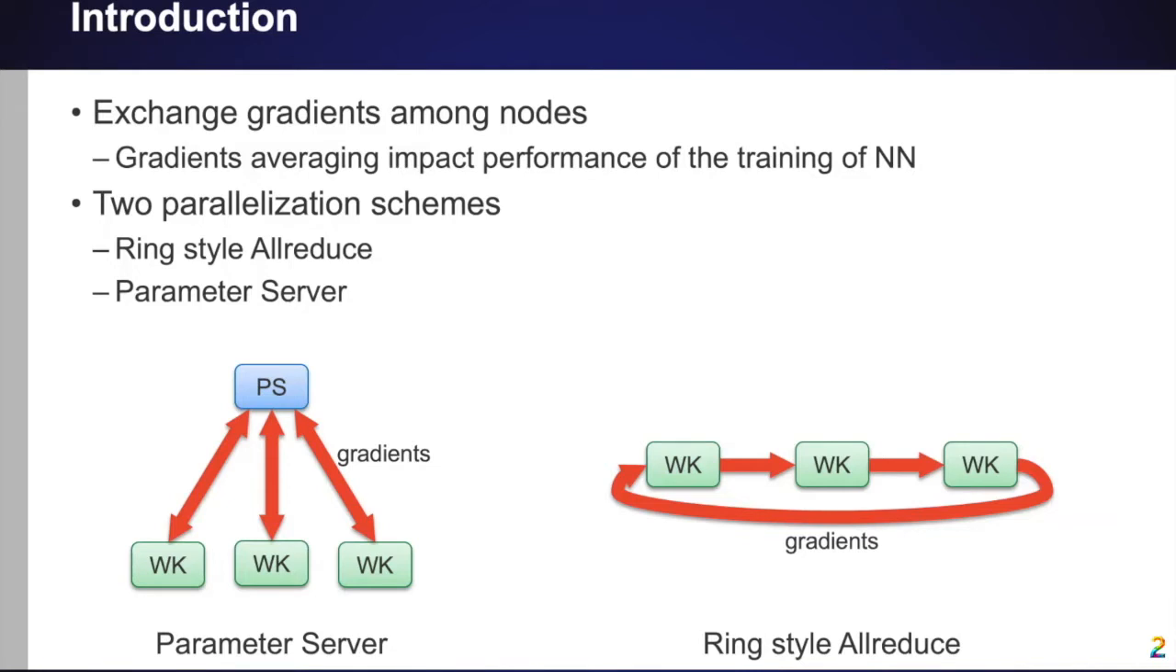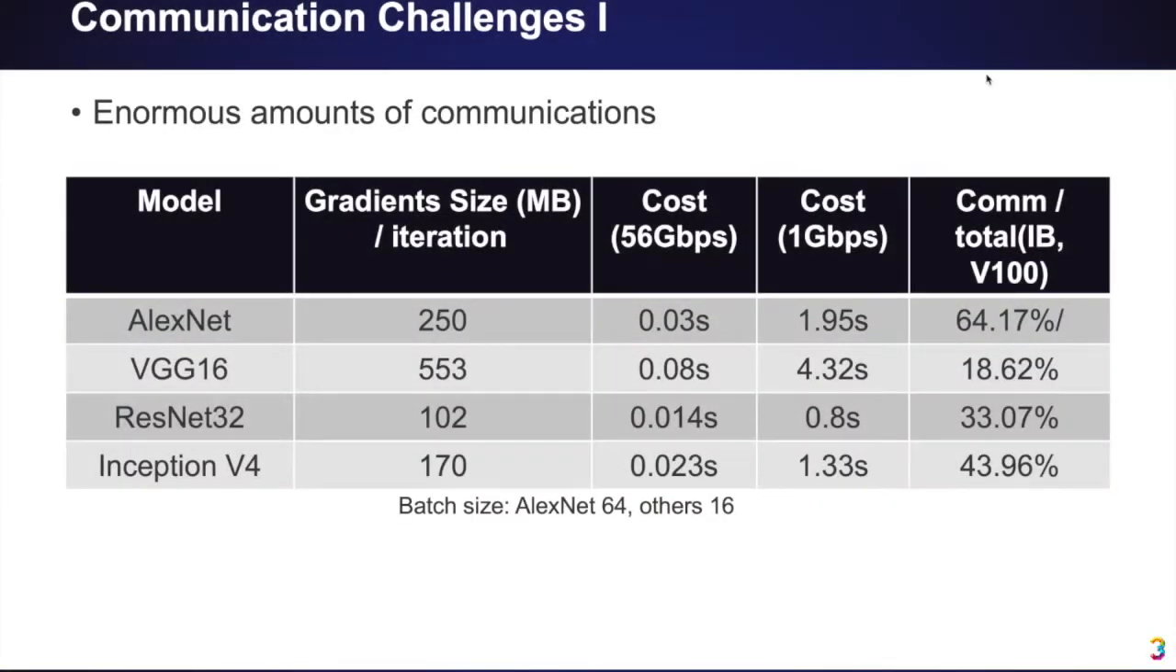The gradient size of current DNNs is at a scale of 100 megabytes. With increasing size of gradients, there are two challenges that exacerbate the impact of communications in the scalability and efficiency of distributed training. The first challenge is there are enormous amounts of communications during training.